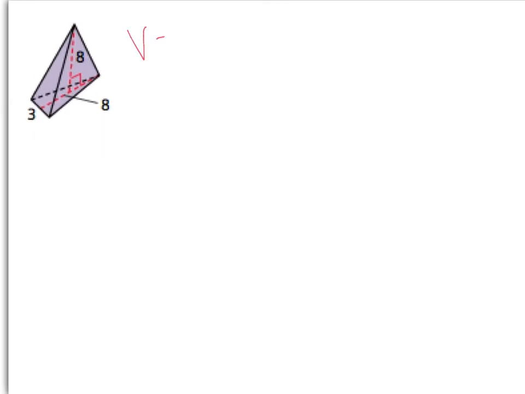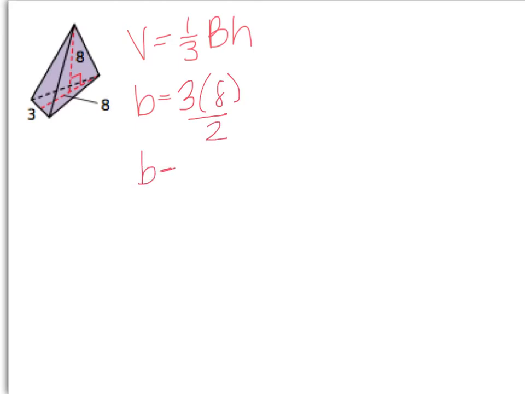Let's try a triangular pyramid now. Remember, that formula of volume equals 1/3 base times height should be in your head. Now if I look, the base of this object is a triangle. To find the area of a triangle, we have base times height divided by 2. My base of this triangle is 3 and the height is 8. So I'm going to do 3 times 8 divided by 2, which is going to equal 24 divided by 2. So my base equals 12.